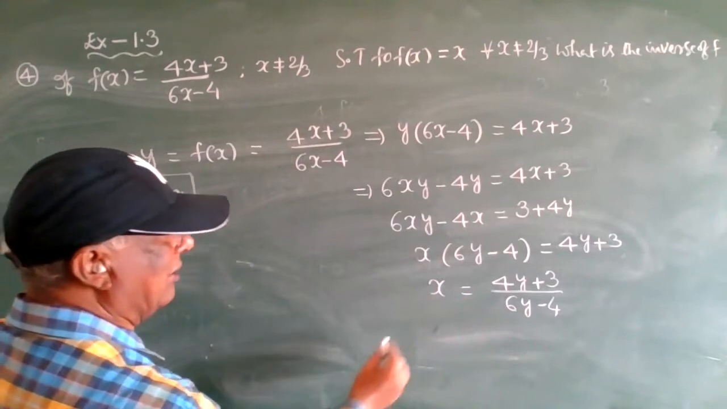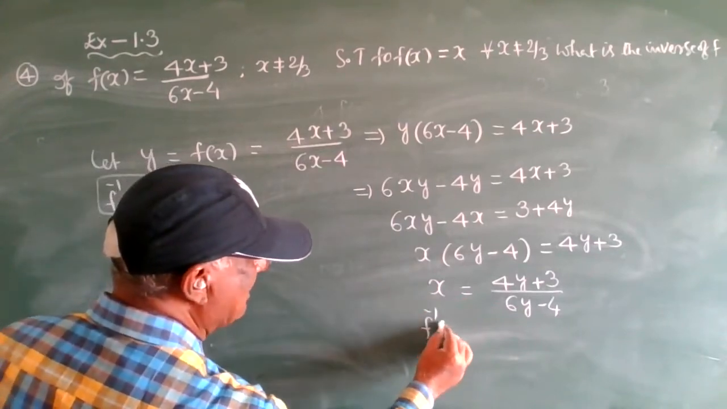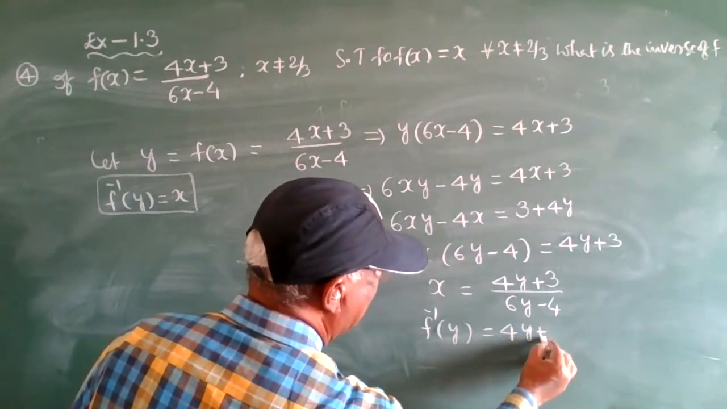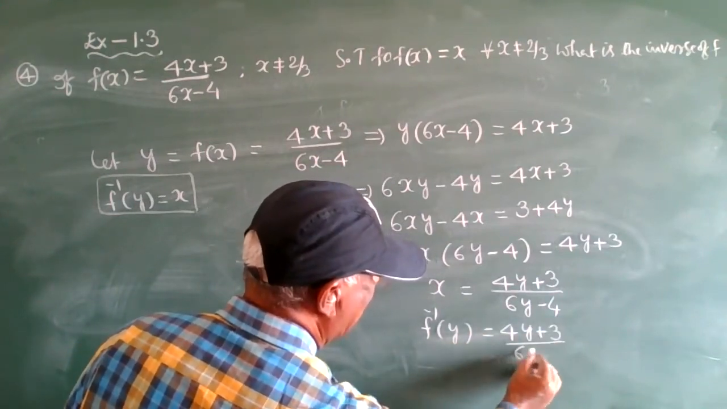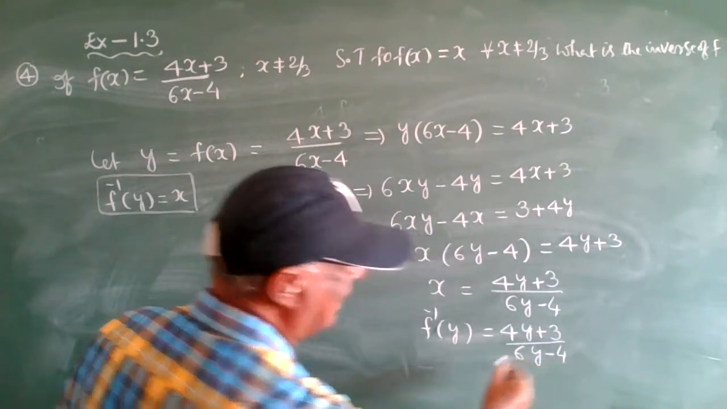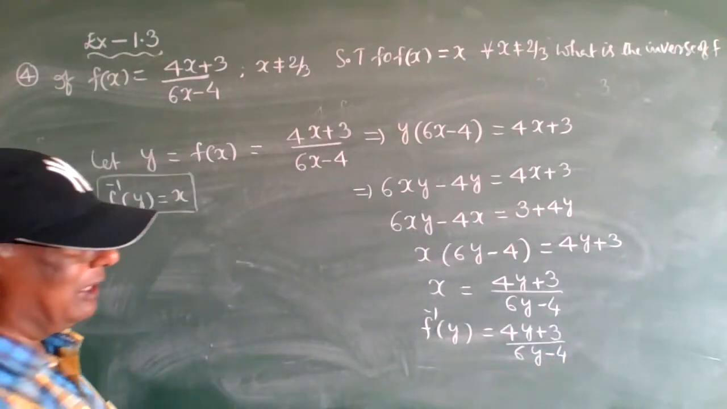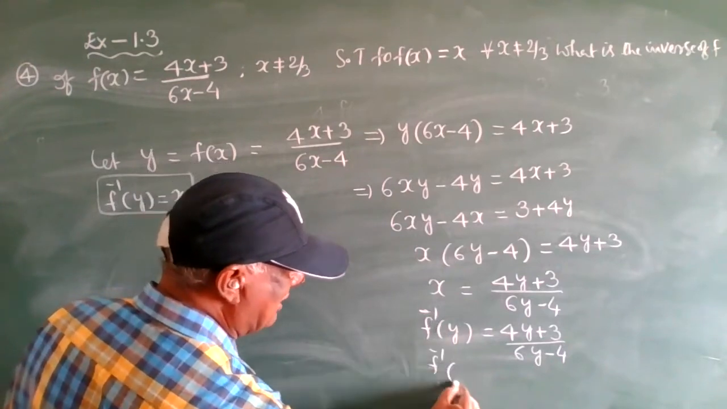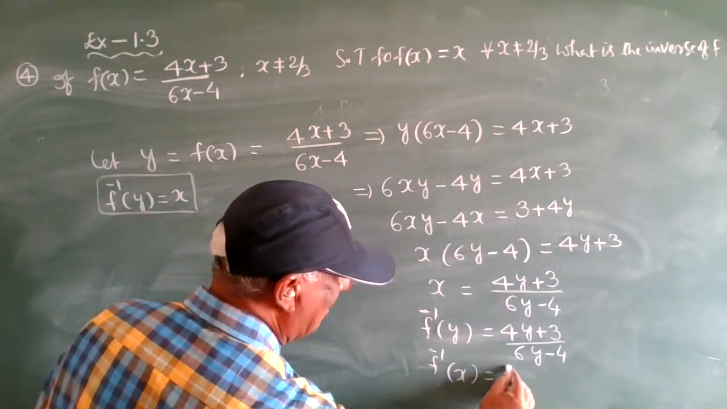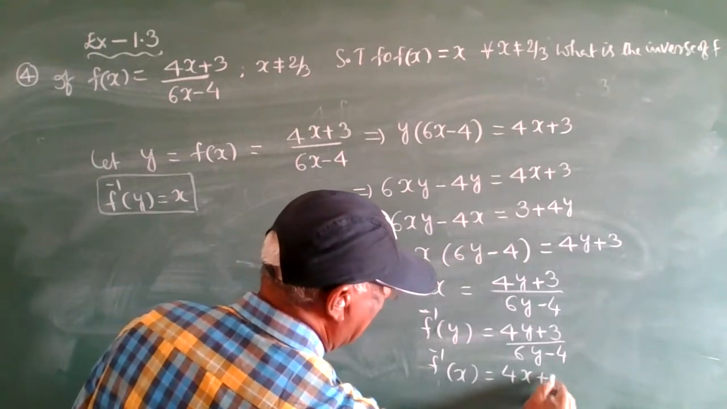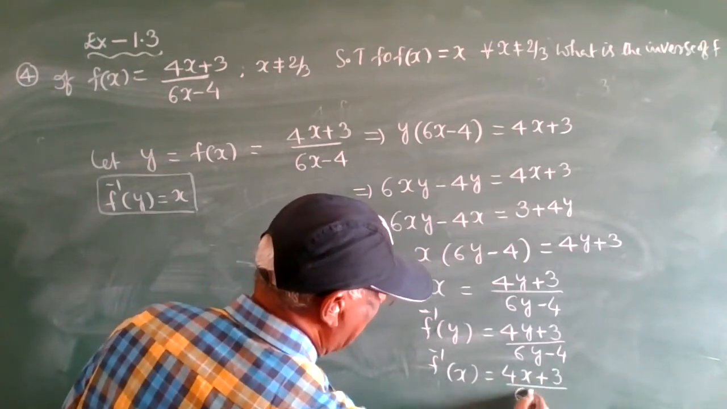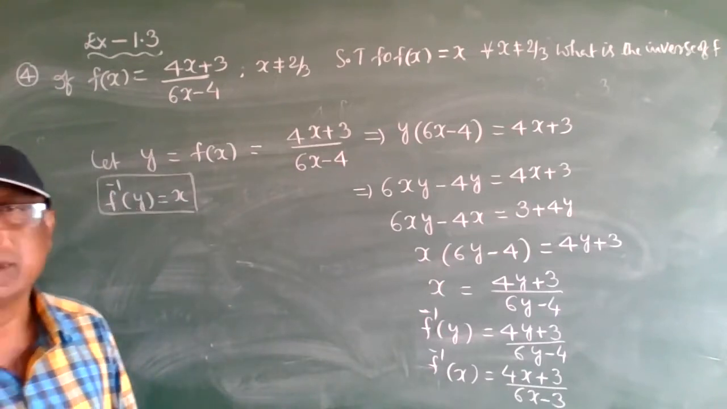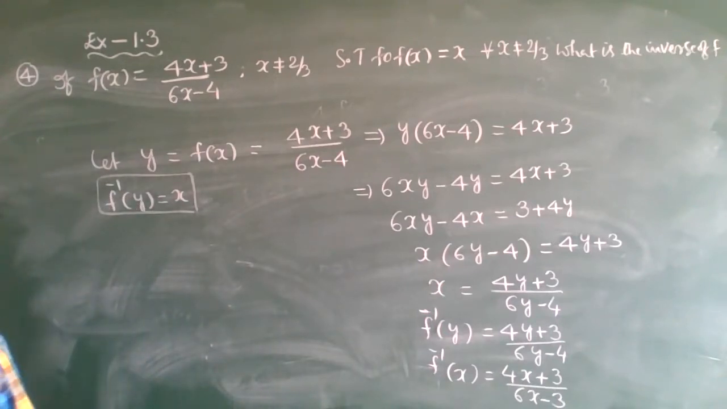What is the x value? Write down: f inverse of y is equal to (4y + 3) / (6y - 4). Now replace y with x. So f inverse of x is equal to (4x + 3) / (6x - 4), which is the inverse of f. That's enough. Two bits are completed.